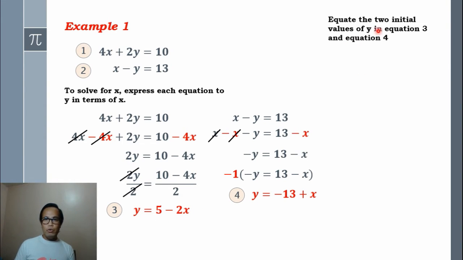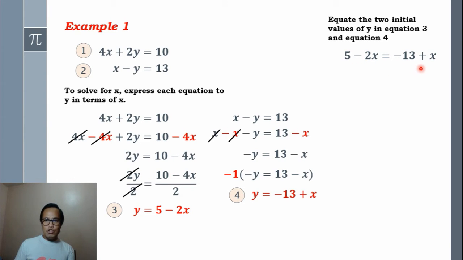Next step is to equate the two initial values of y in equation 3 and equation 4. So this is our y in equation 3 and this is our y in equation 4. So what we need to do is to equate these two initial values of y. So our y in equation 3 is 5 minus 2x, and our y in equation 4 is negative 13 plus x. So this time we can now solve for x.